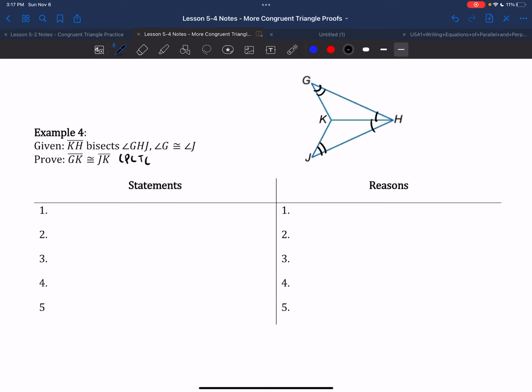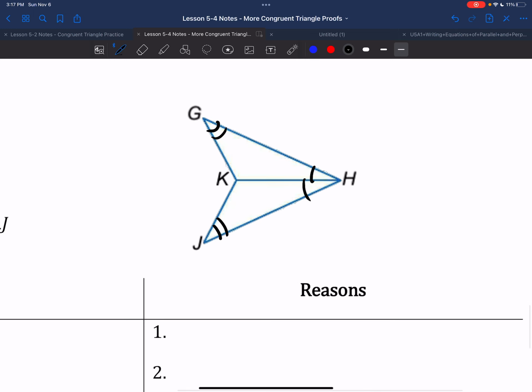I've marked everything from my given, and now I'm going to go ahead and look at the picture itself. What do these two triangles share that I need to mark? Well, notice that we have these two triangles. They share the same side. Now, if they share the same side, they are congruent, so let's go ahead and mark that. And why are they congruent? We're going to say reflexive property.